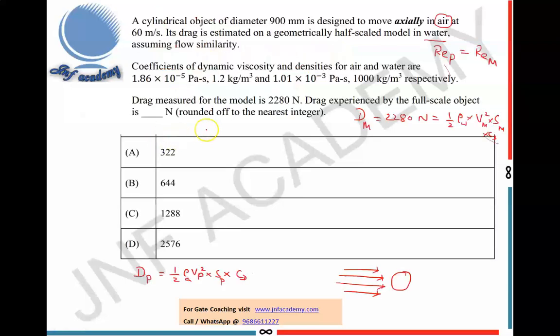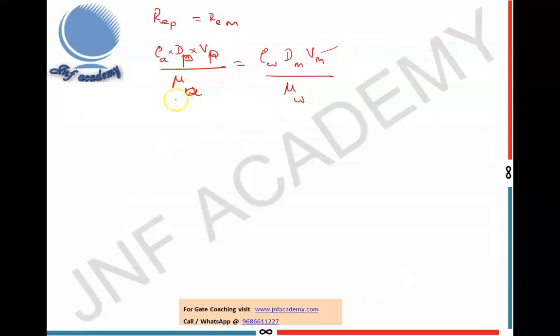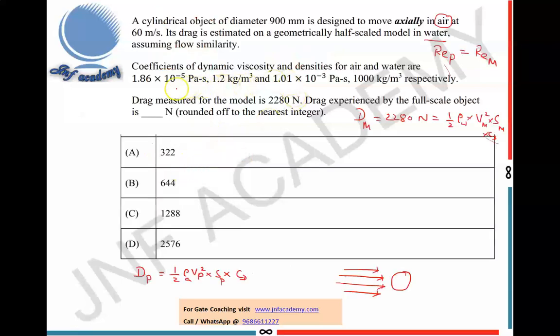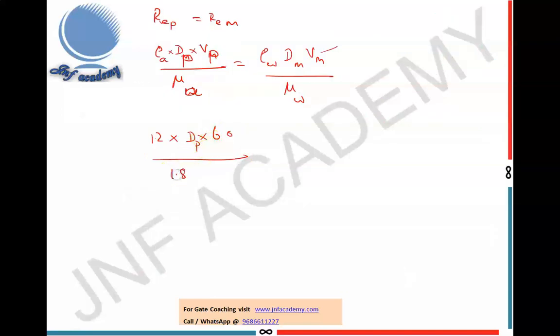So rho air is given to be 1.2. dP we can just keep it at dP only, no issues. If you want, you can substitute 900, otherwise we can keep it dP for the simplicity of mathematics. Vp is given to be 60 meter per second and mu a is nothing but 1.86 into 10 to the power minus 5, which is given in the question, right? You see here, yes. Similarly, rho w is 1000.